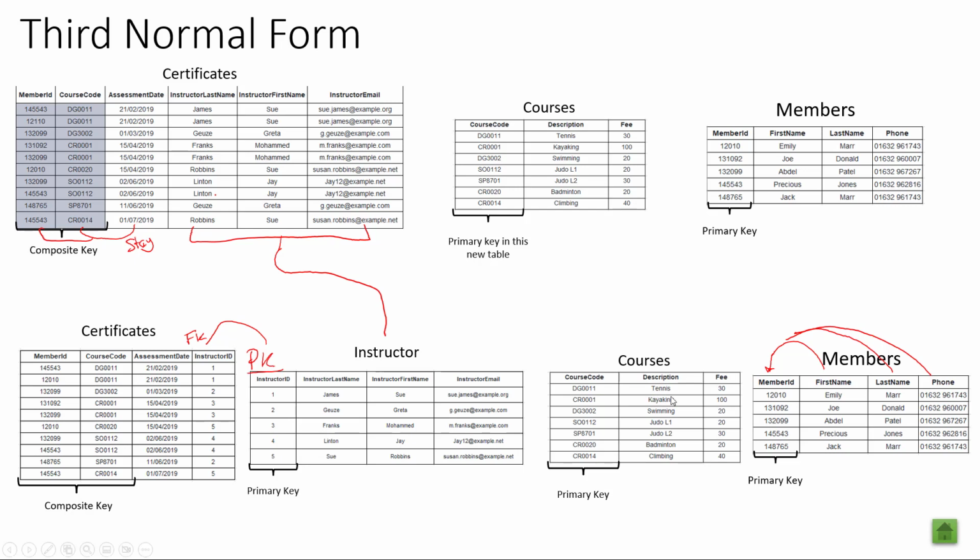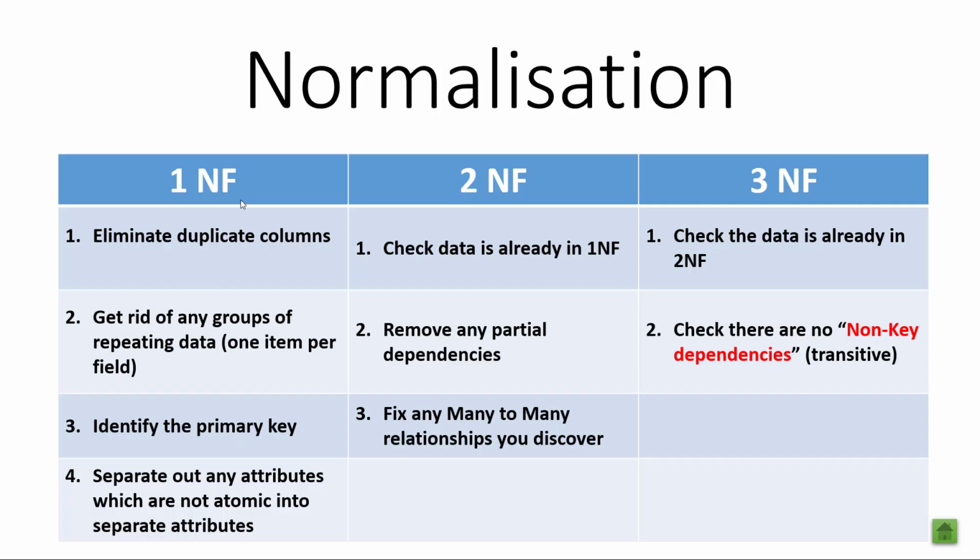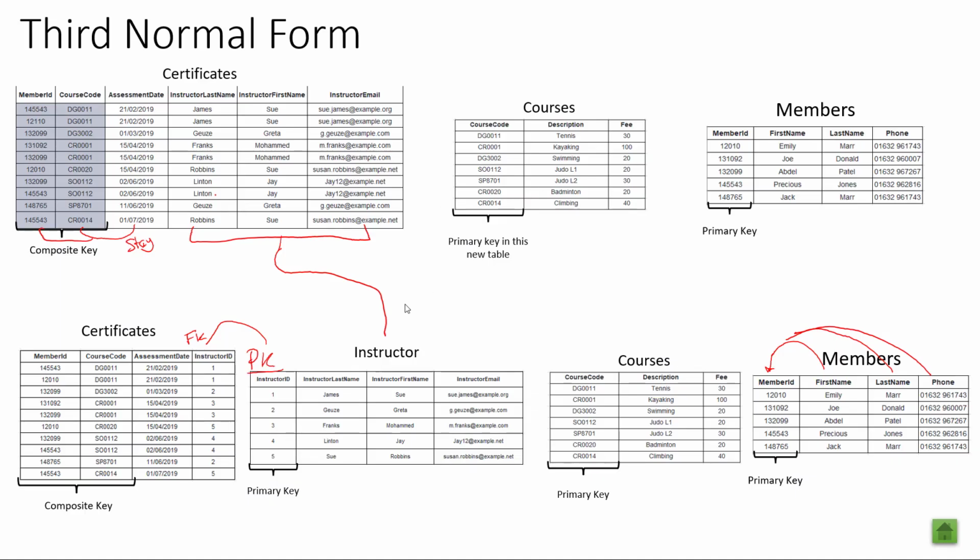Next up, which one should we look at? What about the courses table then? Right? It's in second normal form. It's also in third normal form. Because, again, all the fields are fully dependent on the course code. So we need to know what the course code is. And we know that the course code, if it's tennis, then you're going to pay £30. So that is all dependent on the course code.